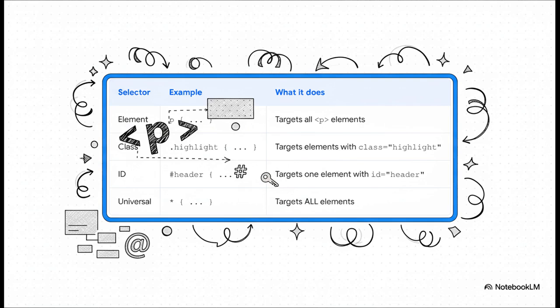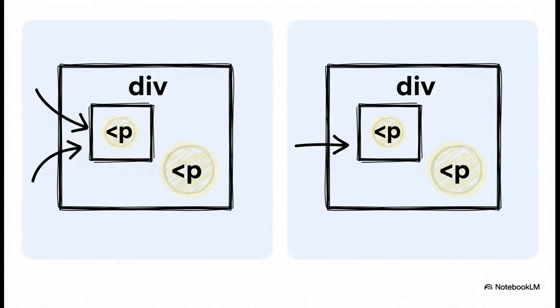And for that one special, unique thing on a page, like the main header, that's what an ID is for. You can also get fancy and target elements based on their location. Like you could say, grab any paragraph that's somewhere inside this container. Or you can be more specific and say, nope, I only want the paragraphs that are direct children of this container. It seems like a small difference, but it gives you this really precise control.